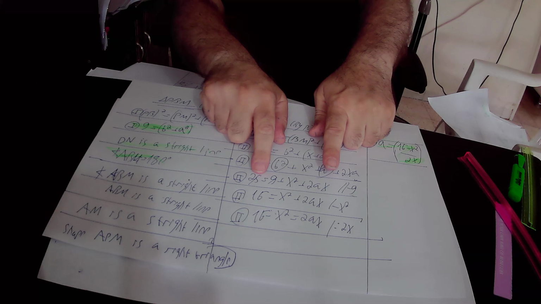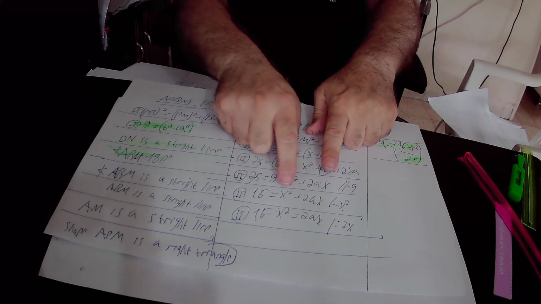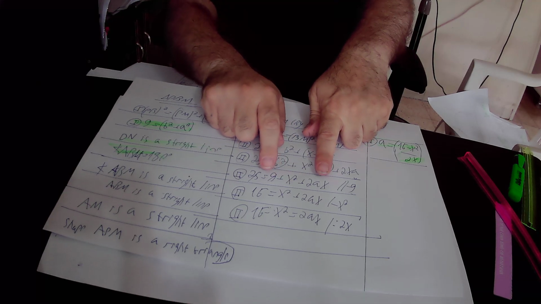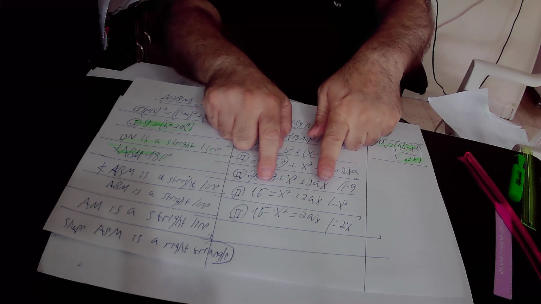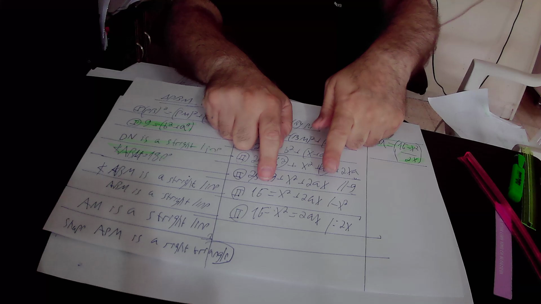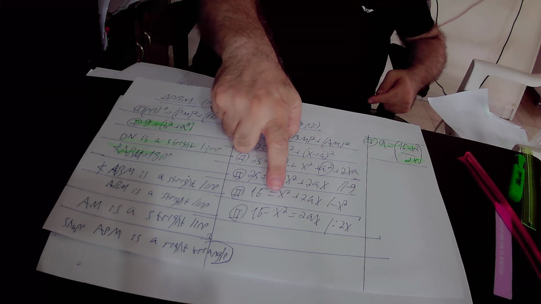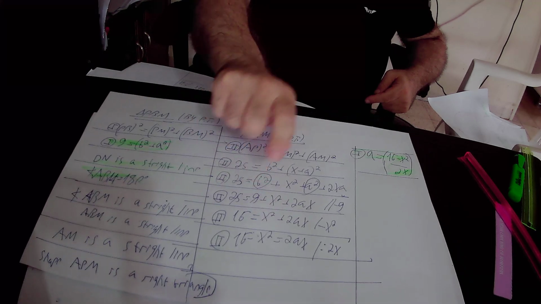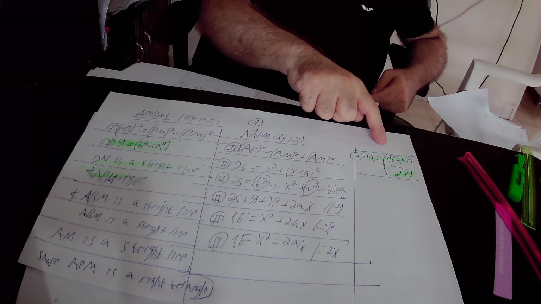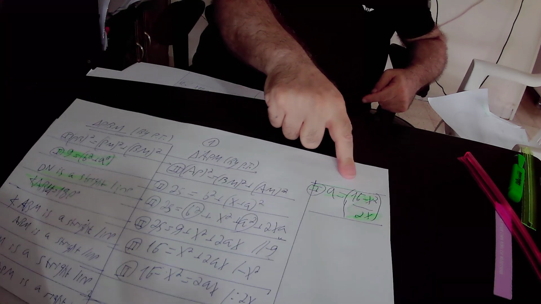Here we subtracted x squared from this equation number 2, and found out that 16 minus x squared equals 2ax. Then we divided this equation number 2 by 2x, and found out here that (16 minus x squared) over 2x equals a. So we got the value of a in terms of x.